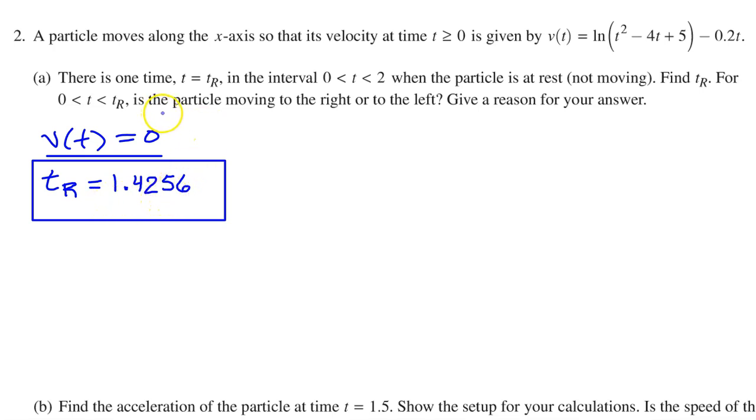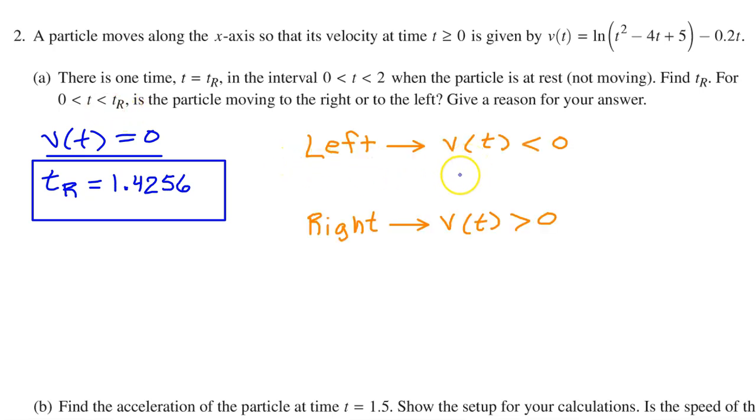Now we need to determine whether the particle is moving to the right or to the left on the interval from 0 to t_r. The sign of velocity tells you whether the particle is moving to the left or to the right. Specifically, the particle will be moving to the left if the velocity is negative, and to the right if the velocity is positive. So let's take another glance at the graph on the graphing calculator and see whether the velocity is negative or positive on the interval from 0 to the value of t_r that we just found.